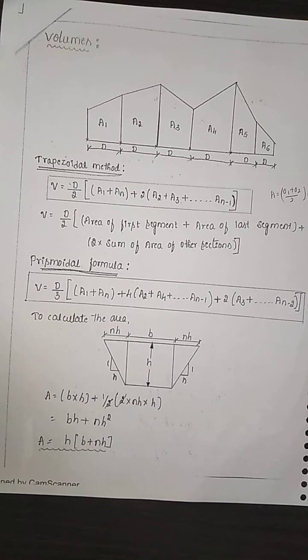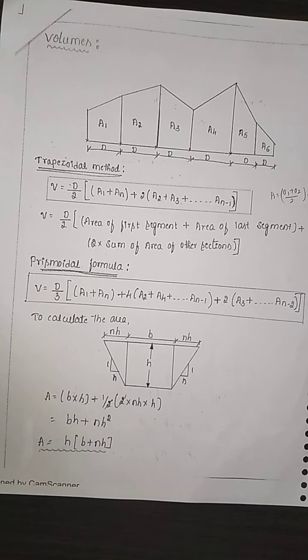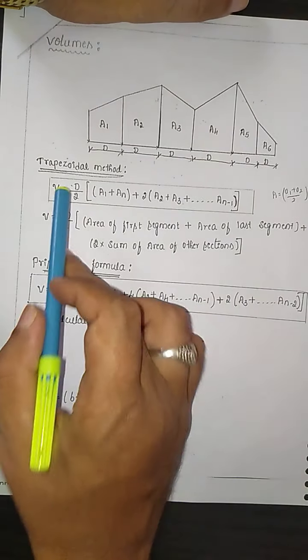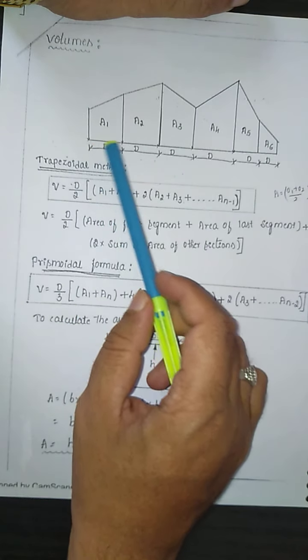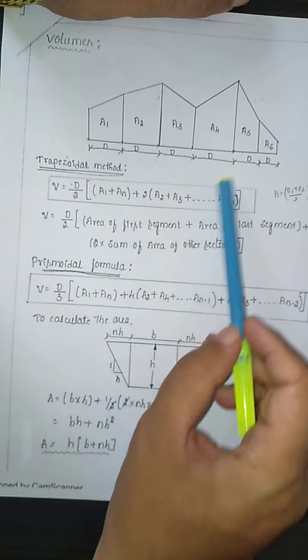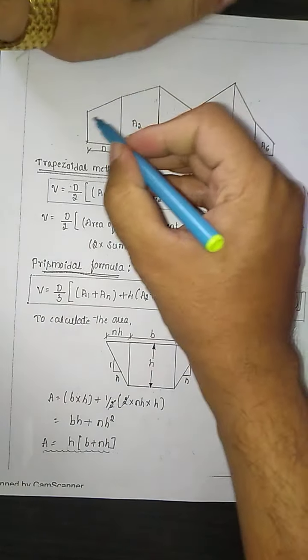We are going to calculate the volume by the trapezoidal method and the volume by the prismoidal method. These are the two methods we are going to follow in order to calculate the volumes. Now, for the trapezoidal method, we will have formations, the ground shapes, like this.